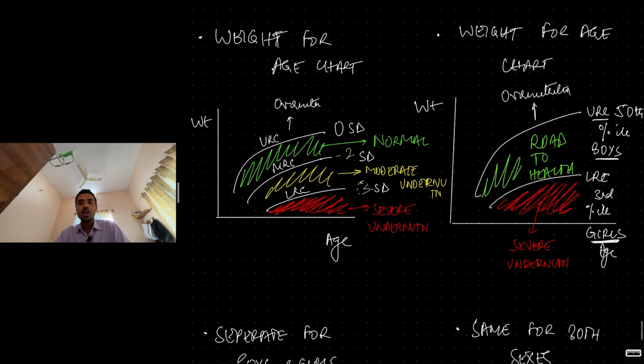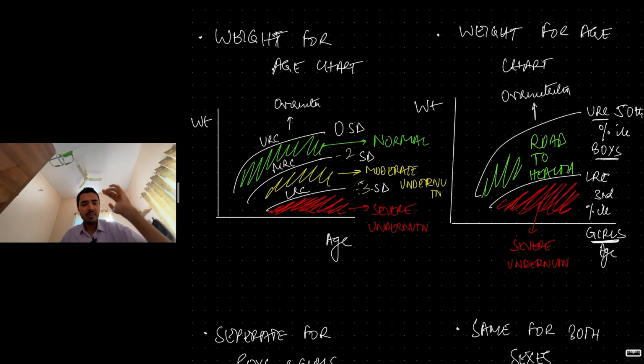Okay. So the upper reference curve is the 50th percentile curve in boys. The lower reference curve is the 3rd percentile curve in girls. So you have both a boy curve 50th percentile and a lower reference curve 3rd percentile for girls. So it is integrated for both sexes, boys and girls. And above the upper reference curve, overnutrition.